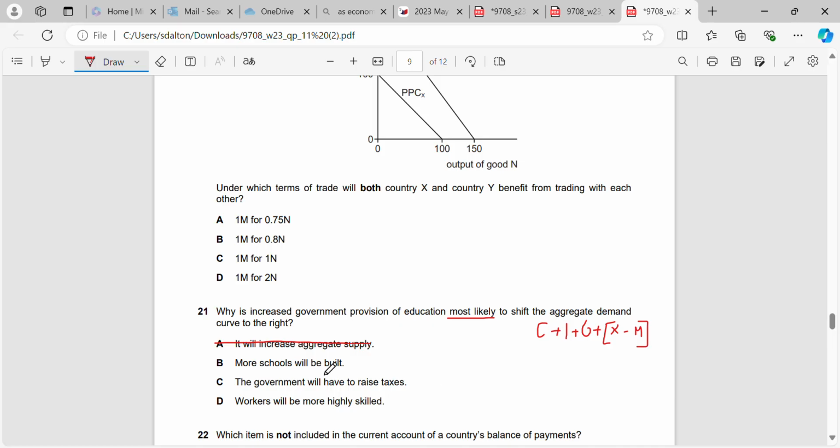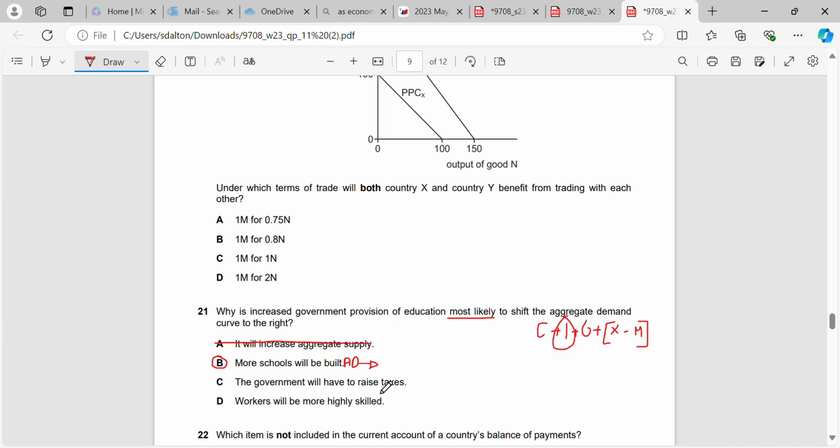So, more schools will be built. What will that do? That is going to result in an increase in investment, right? So that's going to result in a movement in AD to the right. So therefore, that is going to be our correct answer in this case, because we can link it directly back to one of the components of aggregate demand.